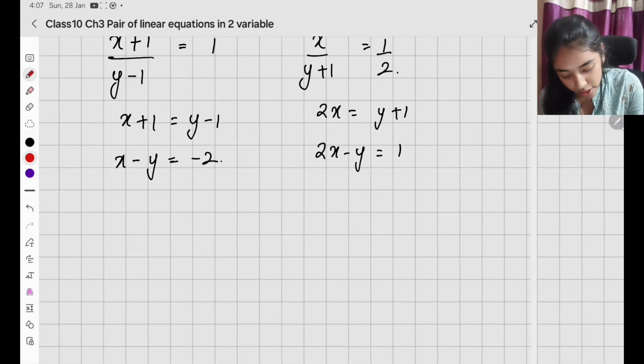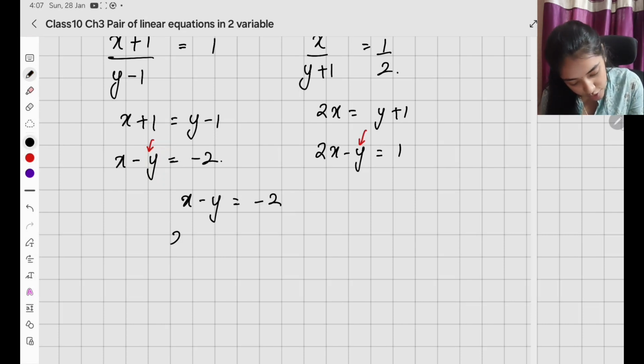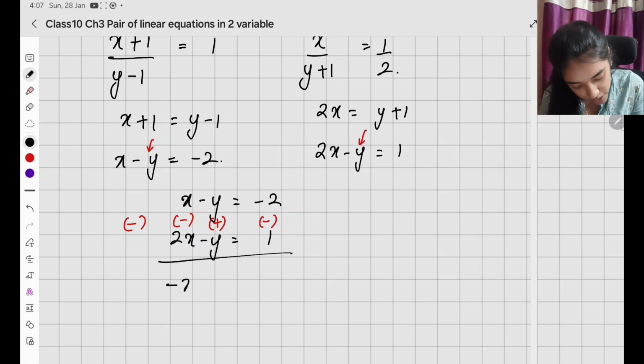So I see that I have a minus y here and a minus y here, so I can directly subtract. x minus y equals minus 2, and 2x minus y equals 1. Now when I subtract, I have x minus 2x, minus y plus y, and minus 2 minus 1. So x minus 2x becomes minus x, y and y get cancelled, equals minus 3. So we have x equals 3.